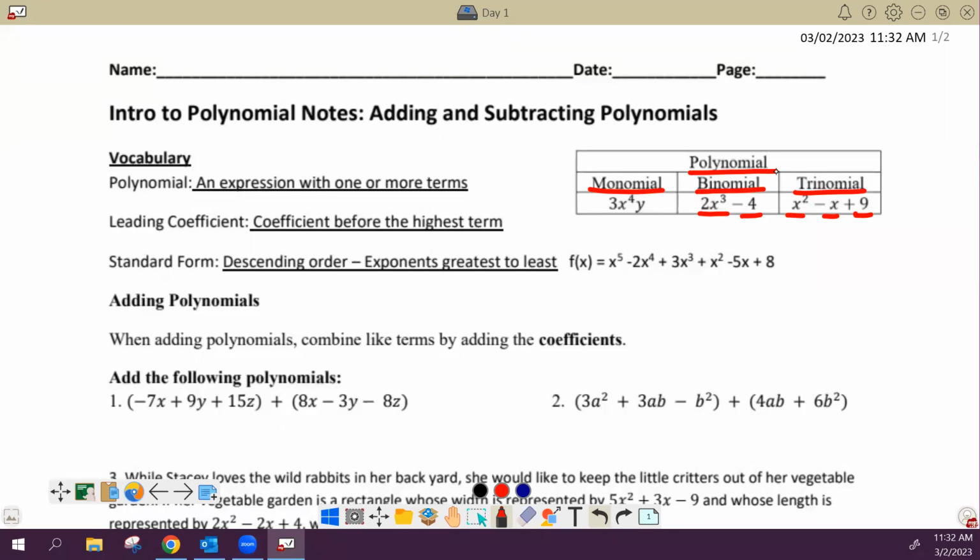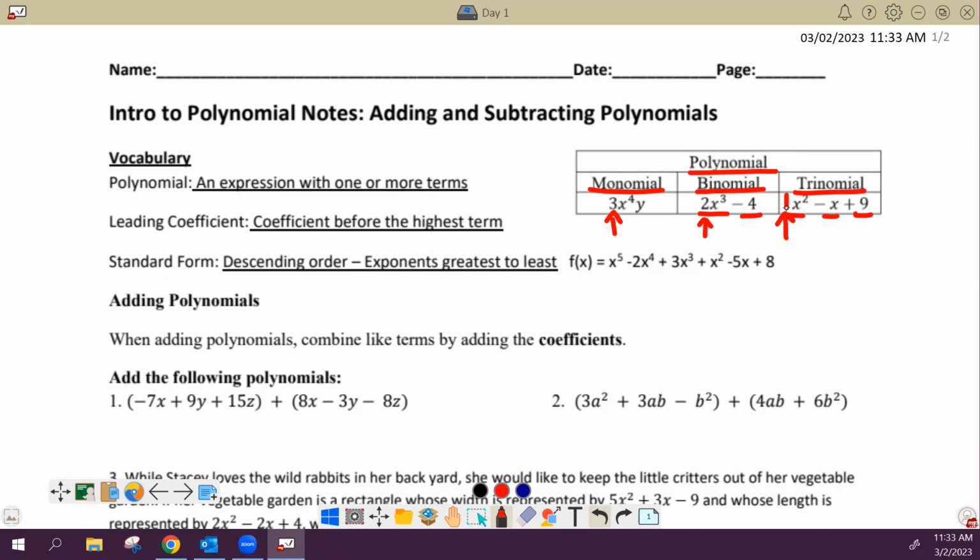The leading coefficient, if you look at any of these polynomials, is the number that's out front, the number that's in front of the highest term. So for example, the monomial's coefficient is 3, the binomial's leading coefficient is 2, and the trinomial's leading coefficient is invisible, but it's a 1.